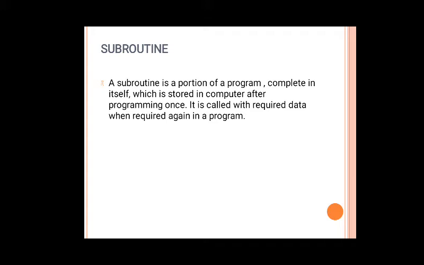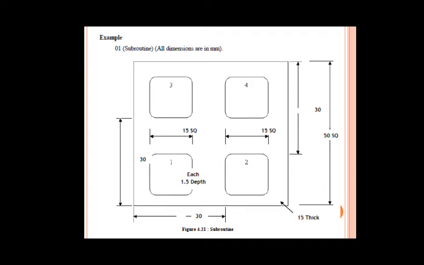So, a subroutine is a portion of a program complete in itself, which is stored in the computer after programming once. It is called with required data when required again in a program. Let us see this example.